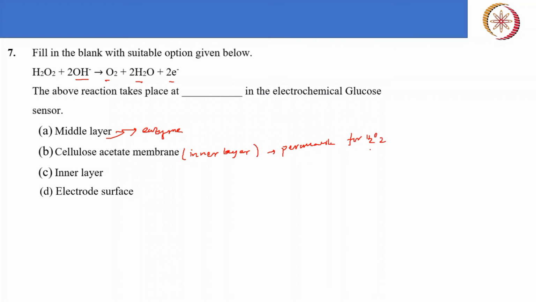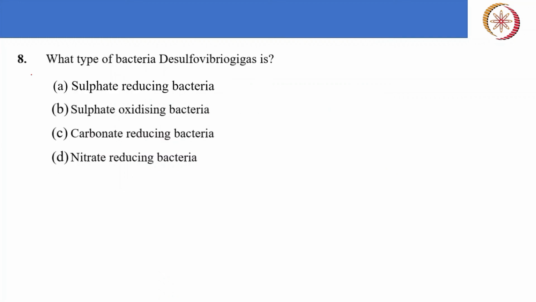hydrogen peroxide. So hydrogen peroxide can diffuse through this inner layer and reach the electrode surface. At the electrode surface, this hydrogen peroxide is oxidized to water and oxygen in the presence of a hydroxyl group. So the answer is the electrode surface, and this reaction happens at the electrode surface. So the answer is D.